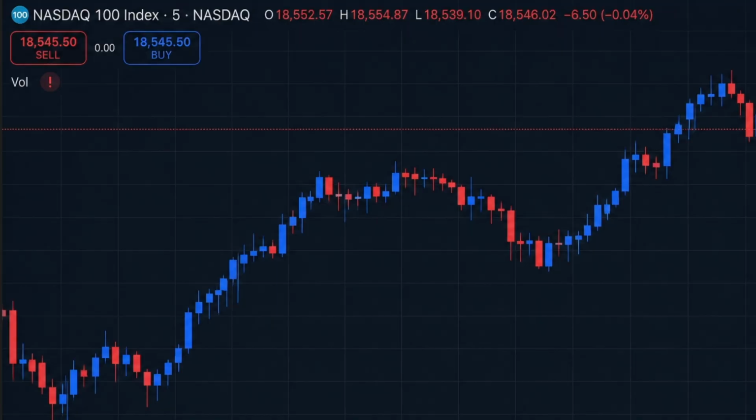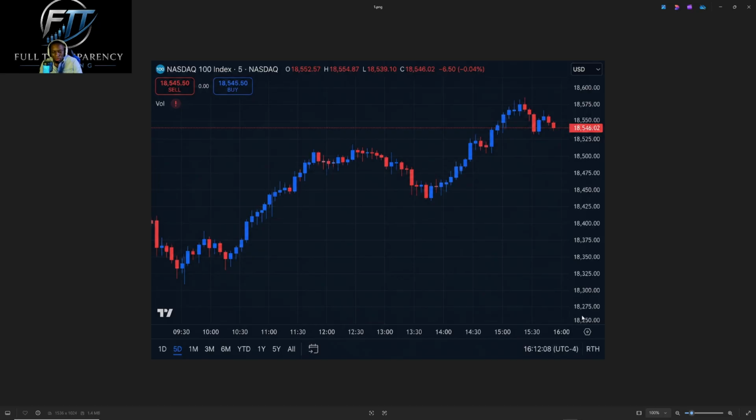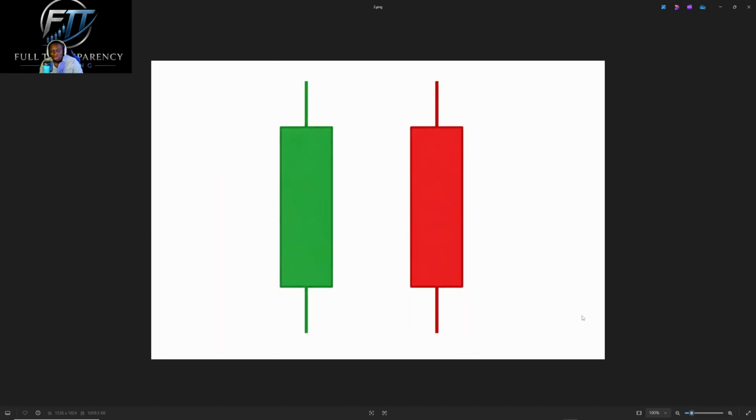You see red and blue, or in most people's cases, red and green. And all you see is this vertical rectangle, little lines on top or big lines on top. You have a vertical rectangle that's red with a little line on top or a big line on top, or a little line on bottom or a big line on bottom. And you're just like, what? What am I even looking at?